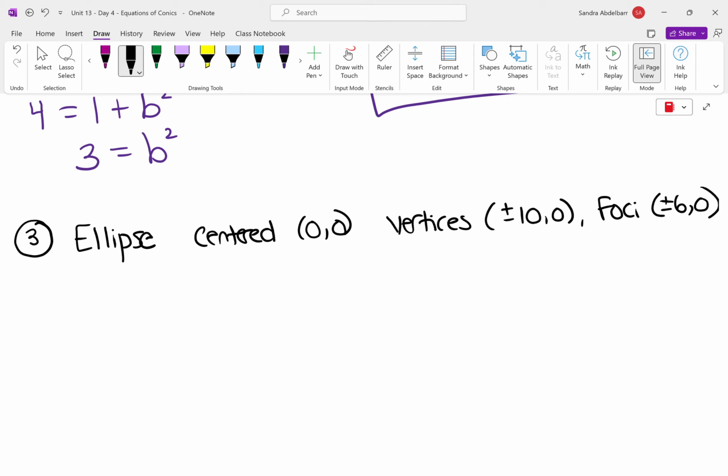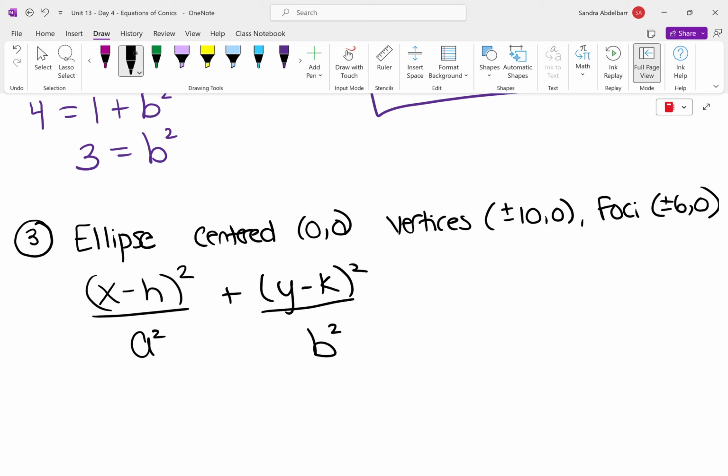Good. So right now, the foci are always on the major axis. Since the vertices and the foci are both on the x-axis, that means this is going to be a horizontal ellipse. So the foci are always on the major axis. So with that said, we're going to have x minus h squared over a squared plus y minus k squared over b squared equals 1.